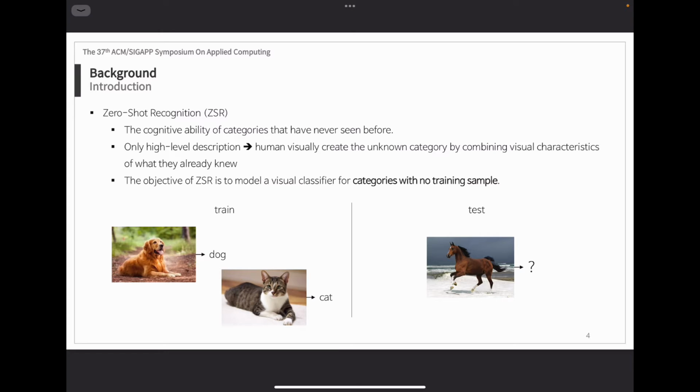Zero-shot recognition is the cognitive ability to recognize categories that have never been seen before. In the case of humans, even when only a high-level description is provided, we can visually create the unknown category by combining visual characteristics of what we already knew. The purpose of zero-shot recognition study is to model a machine with this capability so that the model can visually classify categories with no training sample.